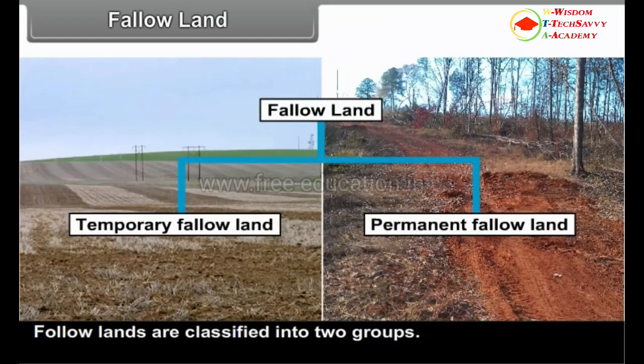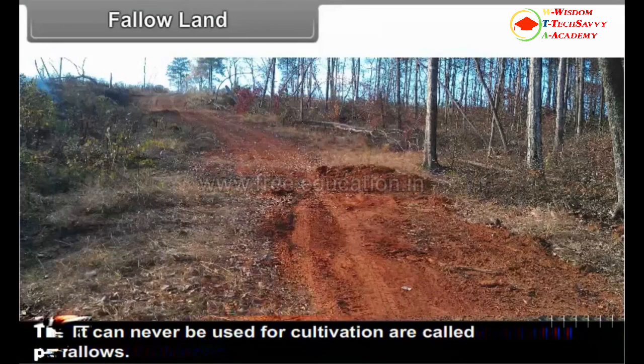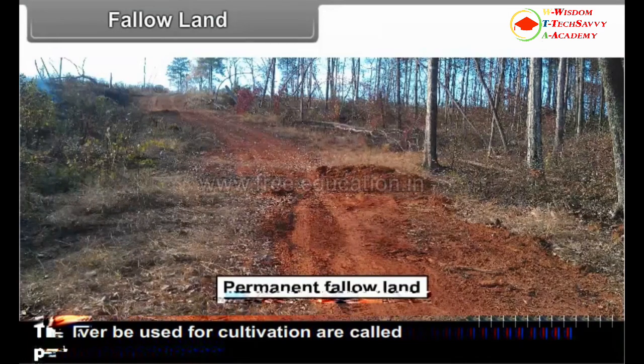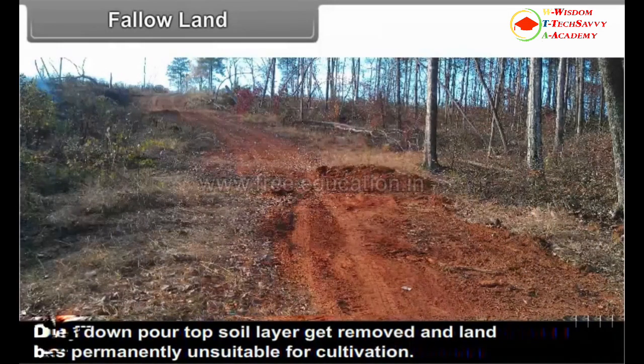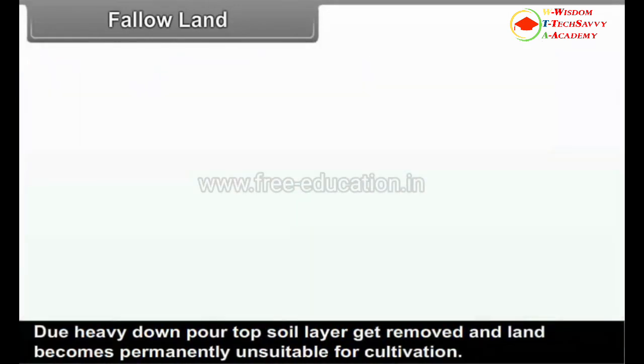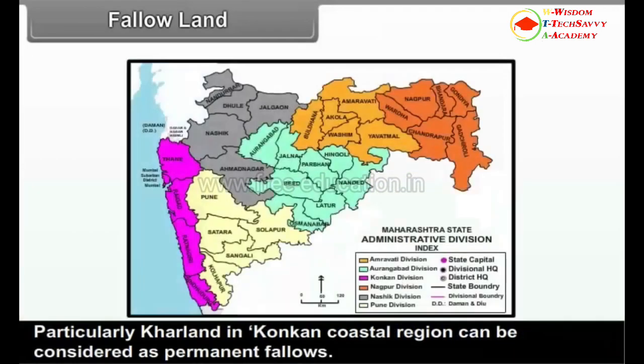Fallow land. Fallow lands are classified into two groups. The lands that can never be used for cultivation are called permanent fallows. Due to heavy downpour, topsoil layers get removed and land becomes permanently unsuitable for cultivation. Similarly, some areas turn into marshy lands due to water logging. Particularly, Khar land in the Konkan coastal region can be considered as permanent fallows.